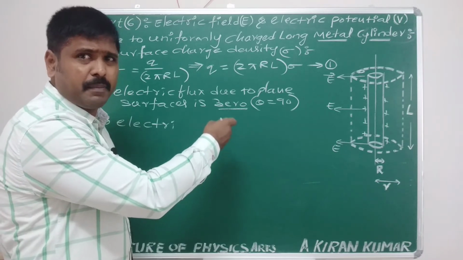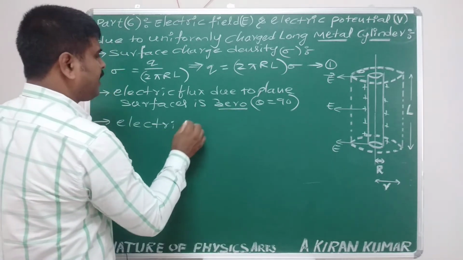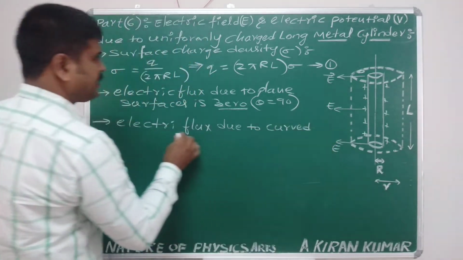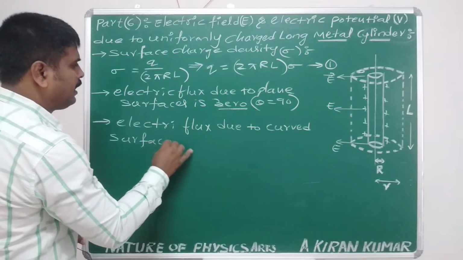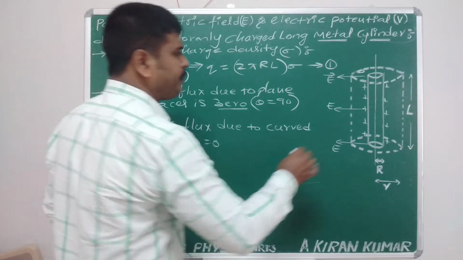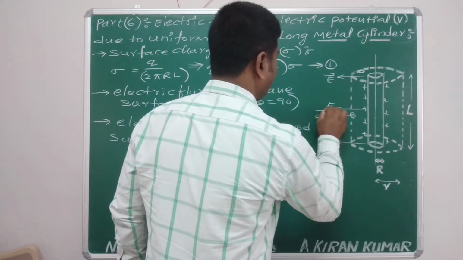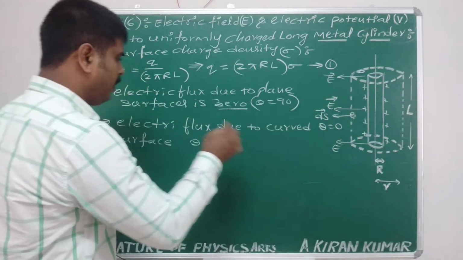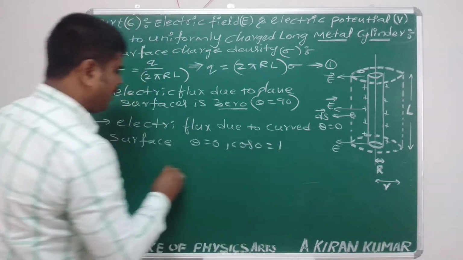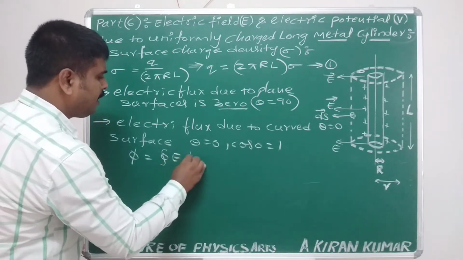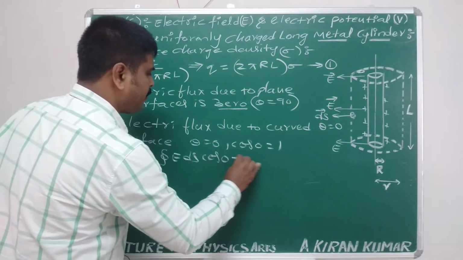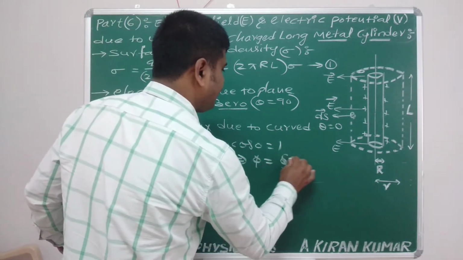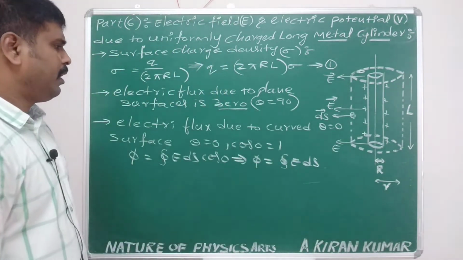It is difficult to repeat, because it is the same method. So, the electric flux due to the curved surface: theta is equal to 0. There is a small element ds bar, and E bar and ds bar are along the same direction, so theta is equal to 0 degrees. Here cos 0 is equal to 1, so the electric flux phi is equal to the closed integral of E ds cos 0, which is the closed integral of E into ds.